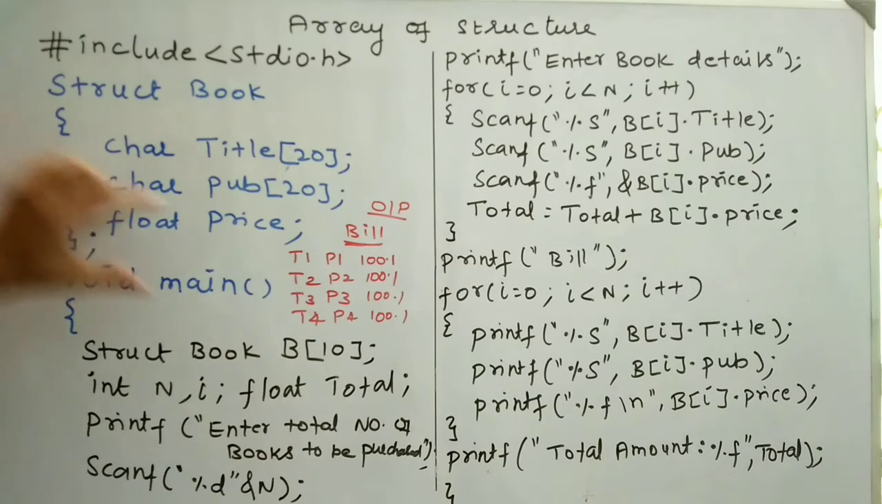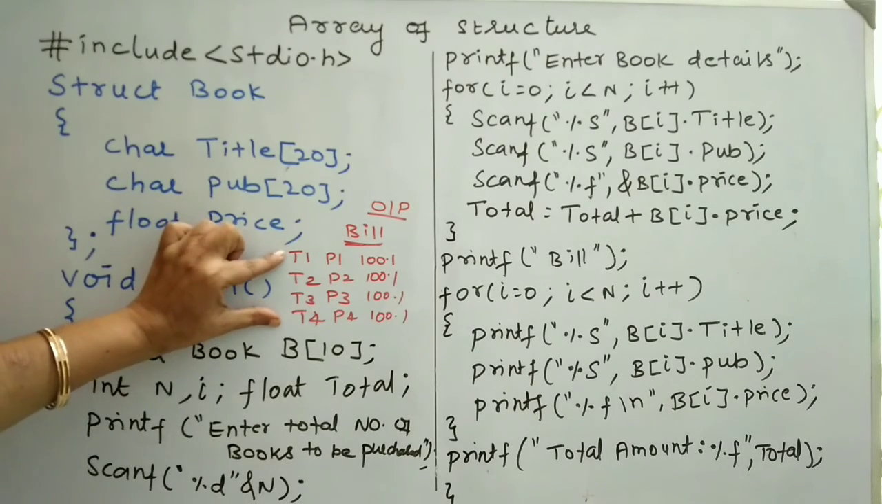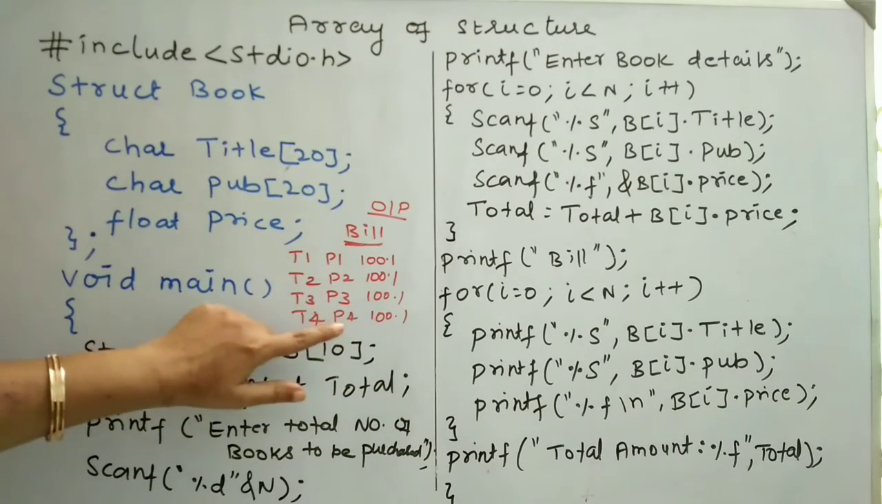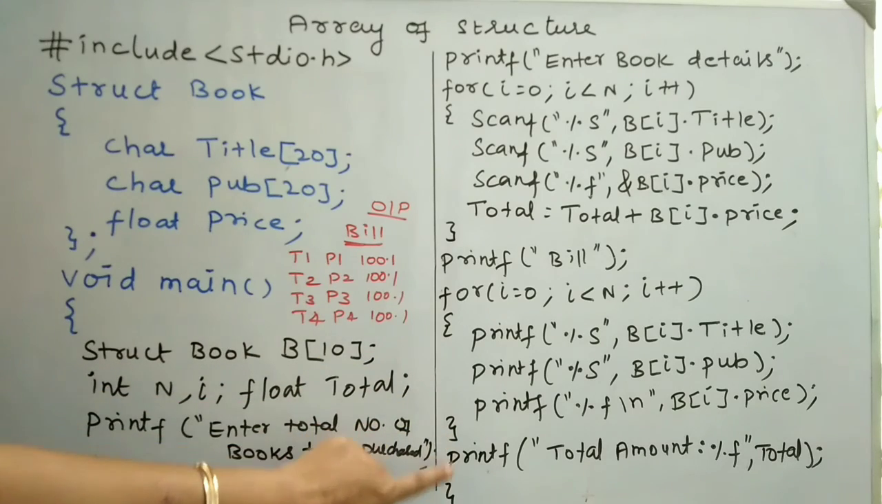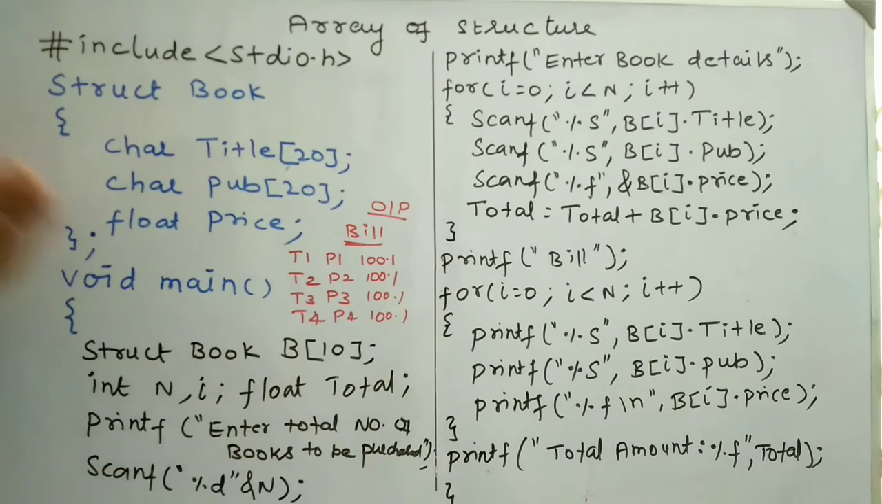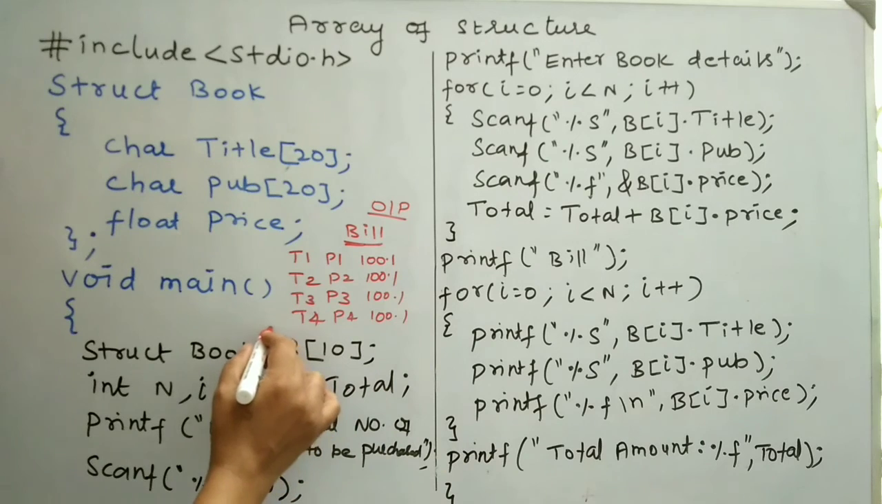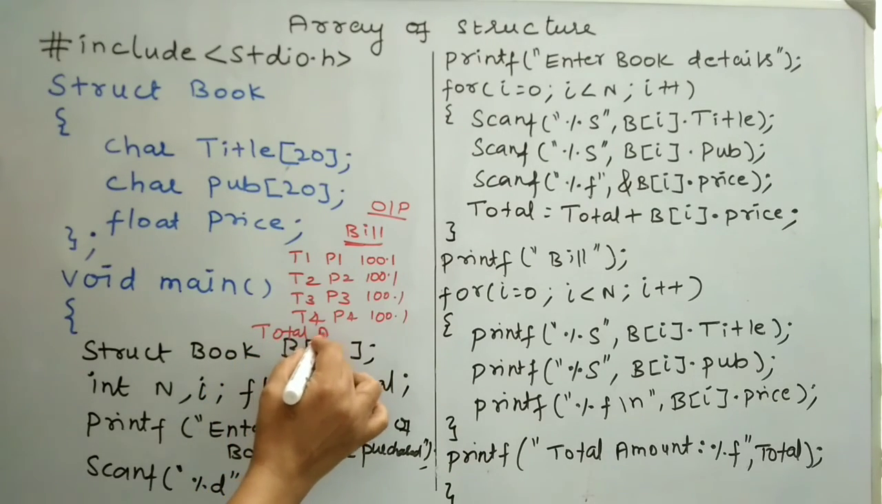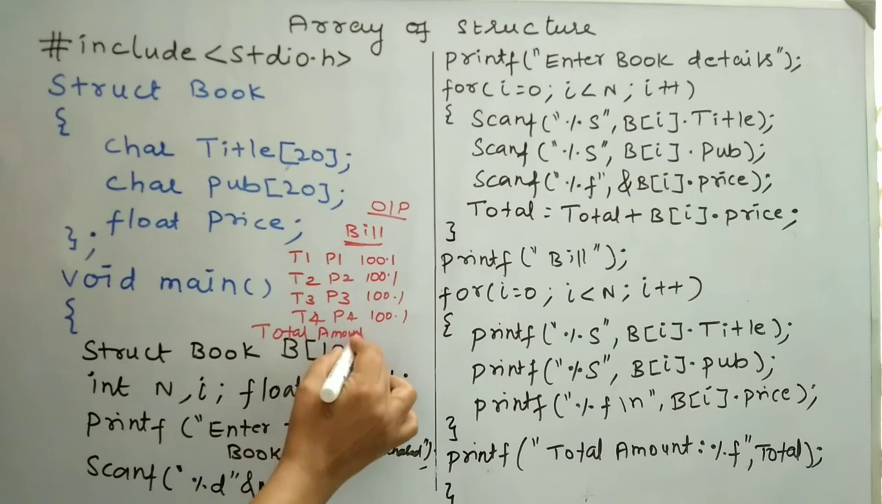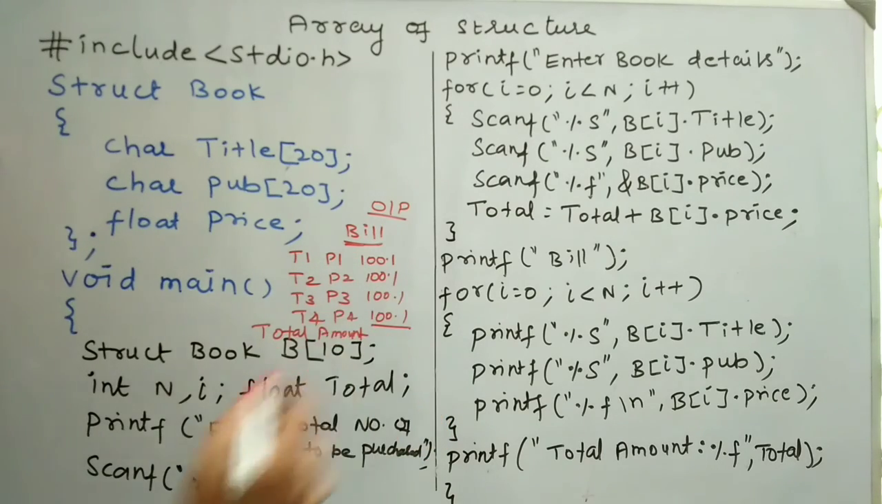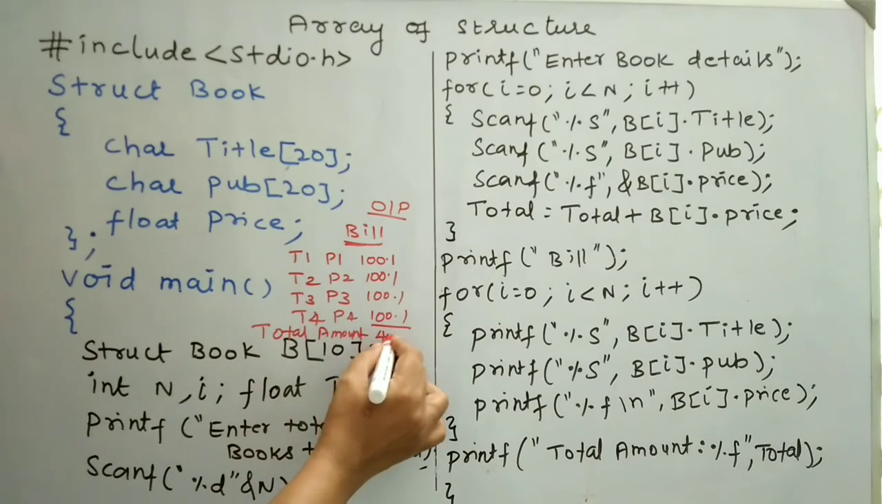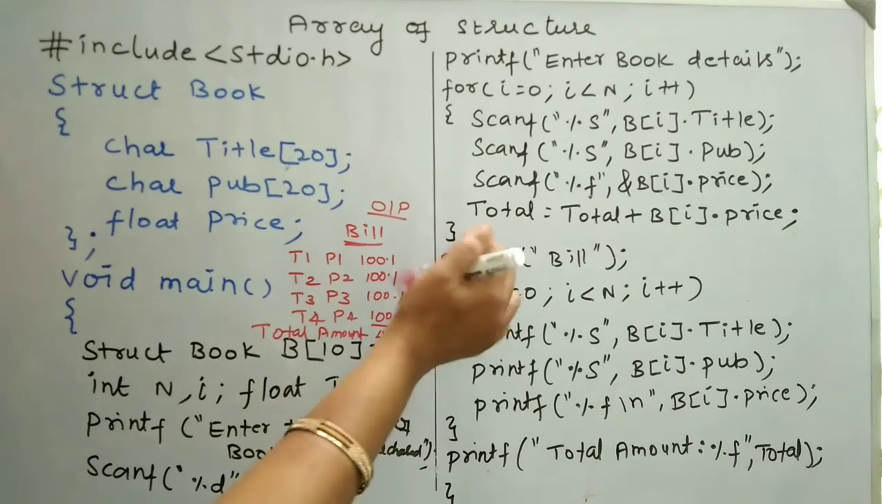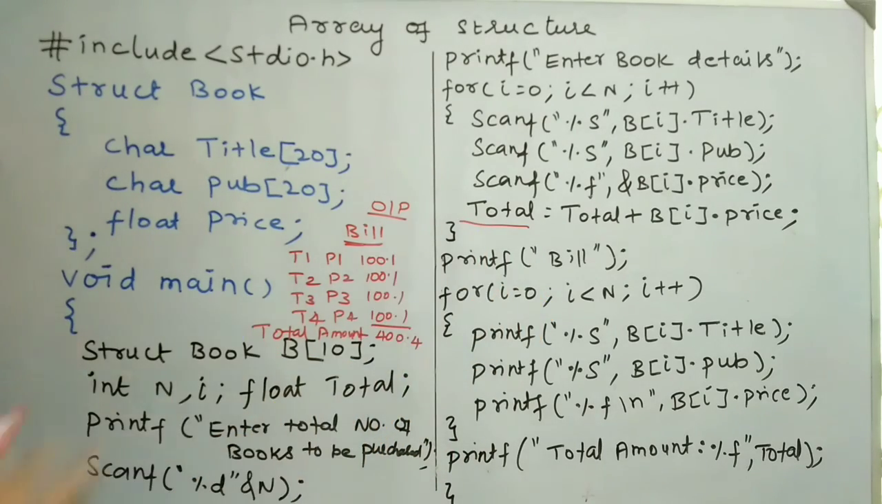I have inputted only the details of 4 books. Details of all the books will be printed. So I will come out of this for loop. After coming out of this for loop, I'll print the total amount. It will print the total of all the amounts, that is 400.4, which is computed inside this for loop. So my output will look like this.